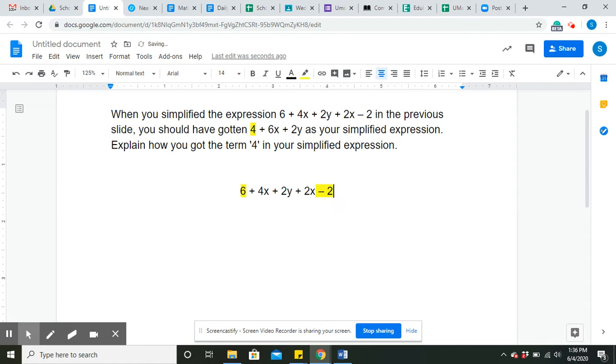I'm highlighting the subtraction symbol because I want to remember that in this case, I'm not going to add 6 and 2. The operation in front of the 2 tells me to subtract. So the first thing to get my simplified expression is I'm going to combine my constants to get my first term. 6 minus 2 is 4.